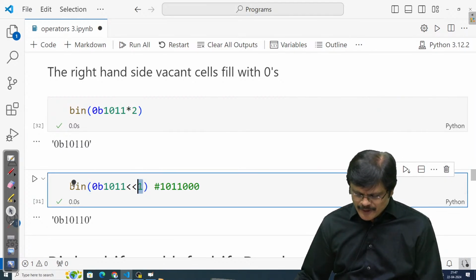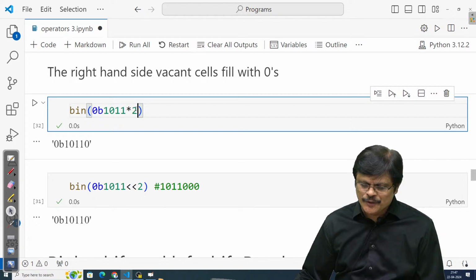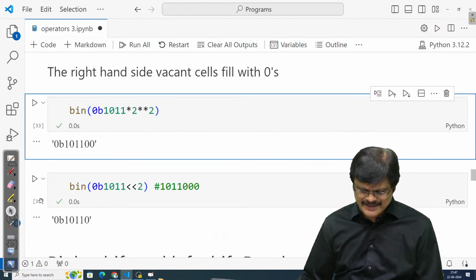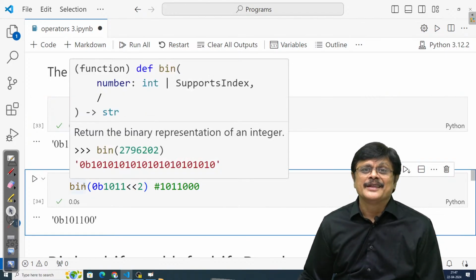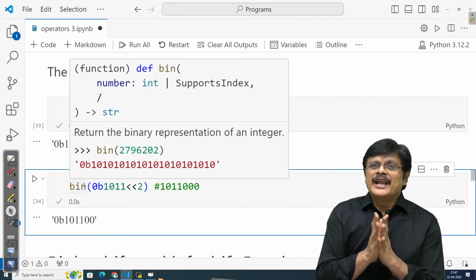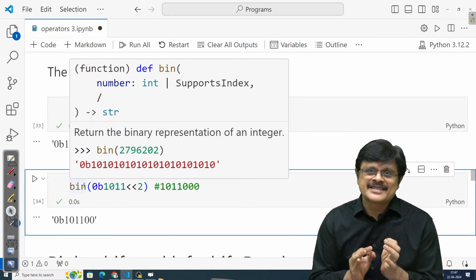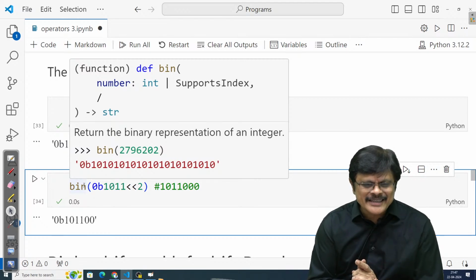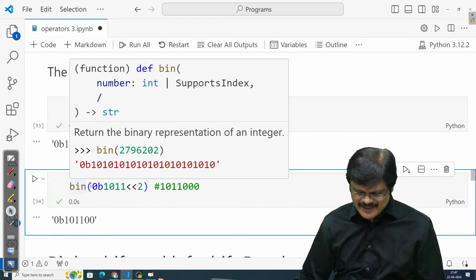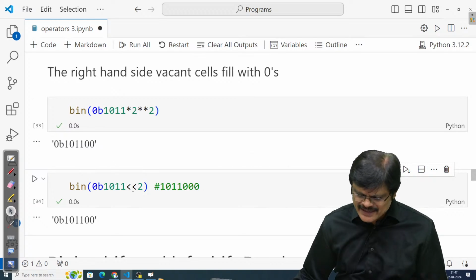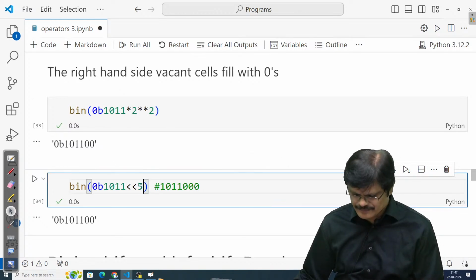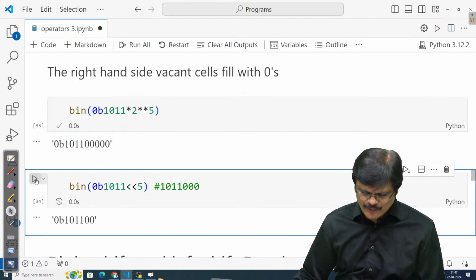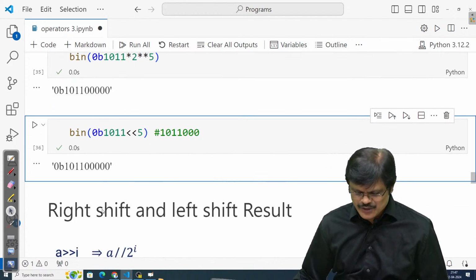Now you move left by 2 bits, you multiply by 2 square. See what the answer is. That is, moving left by I bits is equivalent to multiplying the number by 2 power I. That is the idea, my dear friends. Please note that. Suppose you want 5 bits, you can raise it to 2 power 5. What is this answer and what is this answer? They are one and the same.